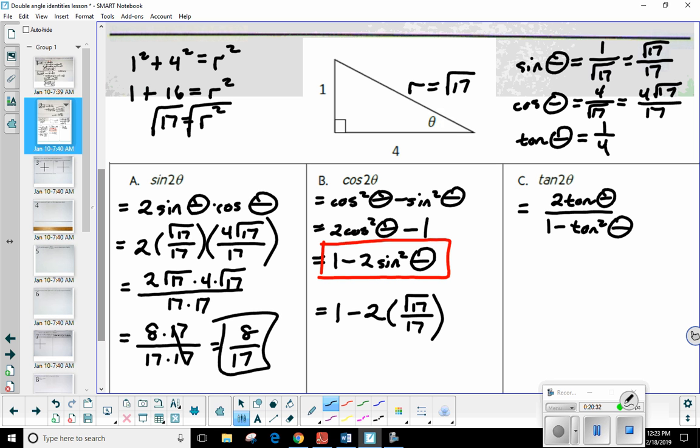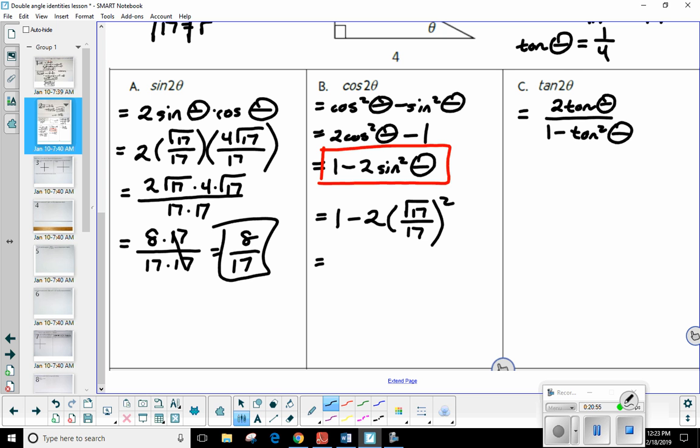But there's something I'm forgetting. The square. See, whatever I do to sine, if it's squared, then I want to make sure to square that fraction that I plug in. So I chose a formula, I just plug in the right fraction. And then from here, the algebra takes over. Okay. So let's see here. So that's going to be 1 minus 2 times the square, just 17 over, why don't we go ahead and say 17 squared?